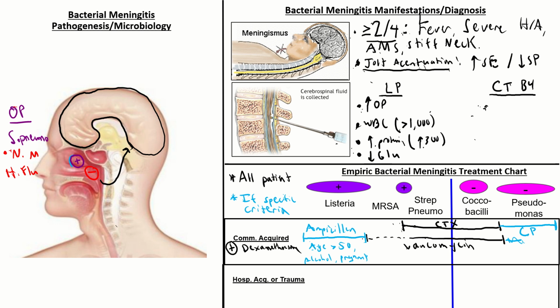A lot of times people use the FAILS mnemonic. So F, focal neurological deficit. A is an altered mental status, encephalopathy. I is immunosuppression. Immunosuppression like HIV or AIDS can put you at risk of things like toxoplasmosis, other structural lesions in the brain, nocardia as well.